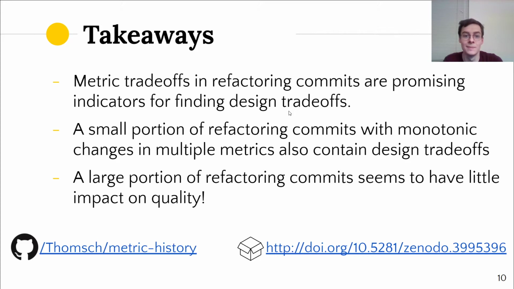Regarding artifacts, we contribute our extensible open source tool Metric History that we use to automatically mine the source code of JFreeChart across its entire version history. We also contribute an open access dataset of metric fluctuation and annotated refactoring commits for the JFreeChart project.